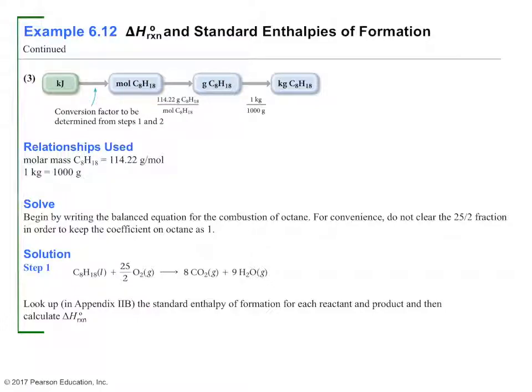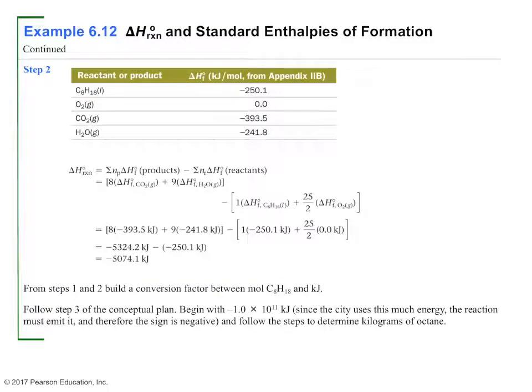And then it says, begin by writing the balanced equation for the combustion of octane. For convenience, do not clear the 25 over 2 fraction in order to keep the coefficient of octane as 1. Okay, so we have to keep this as 1, because that's what we're looking at. And so we're going to keep the coefficient of oxygen as 25 over 2.